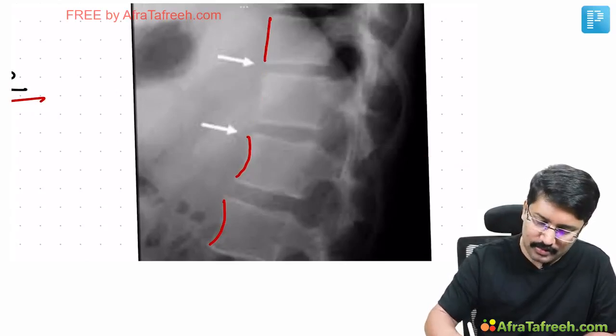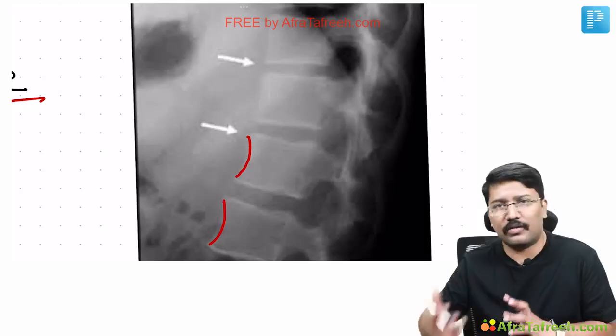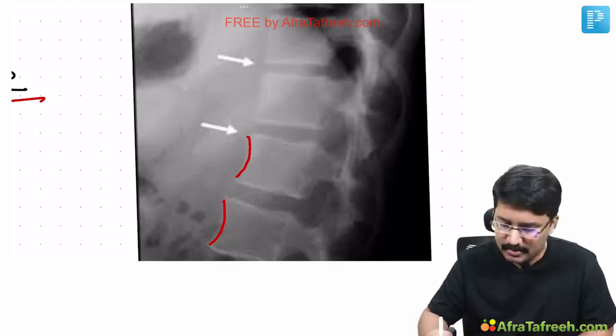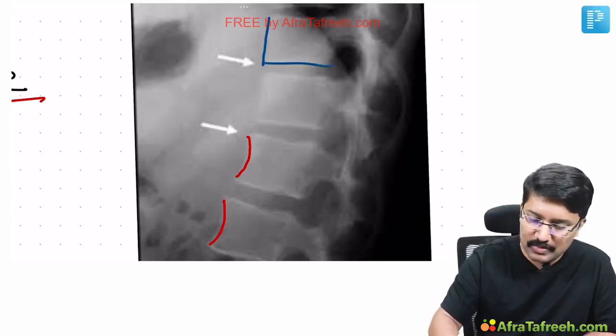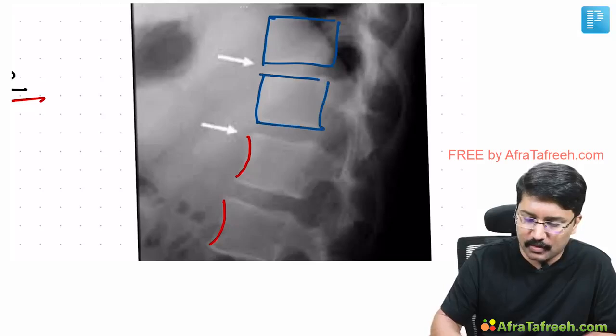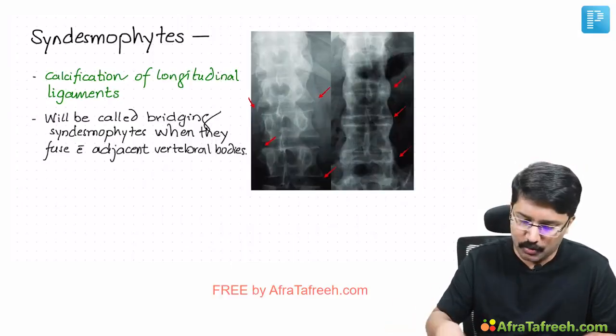You can clearly note that the anterior concavity is lost. Concavity or convexity, whichever way you want to say it, that is lost. They assume a more squared look. That is why they are called squared vertebrae. So squared vertebrae are seen in ankylosing spondylitis.